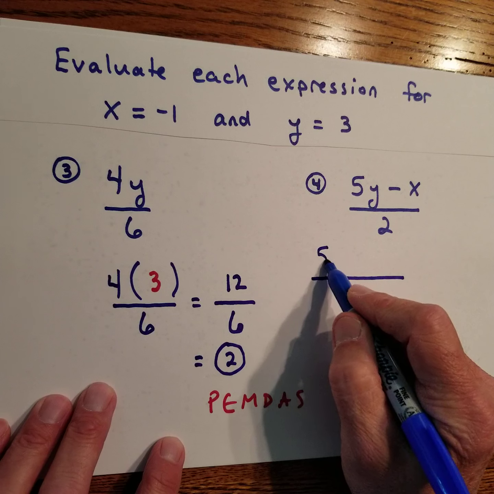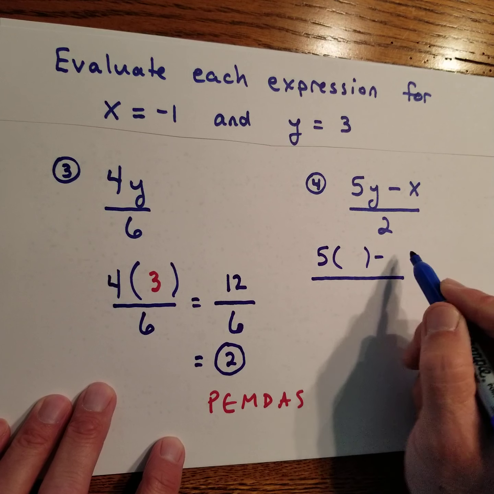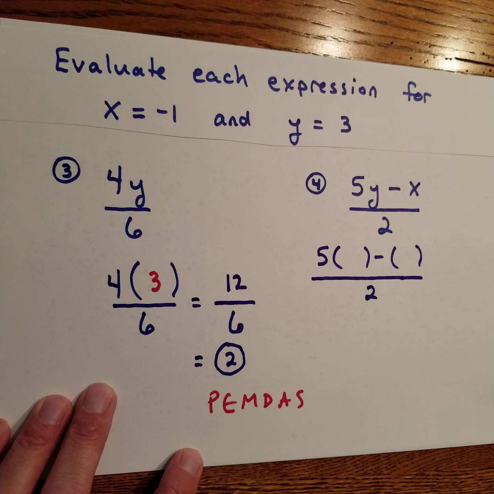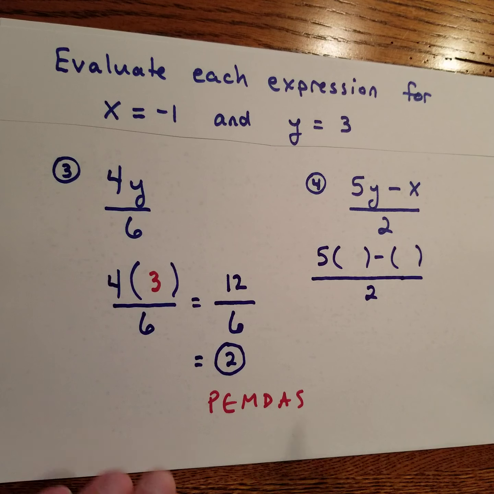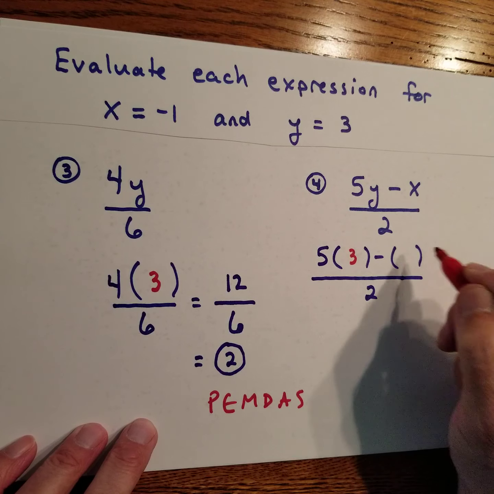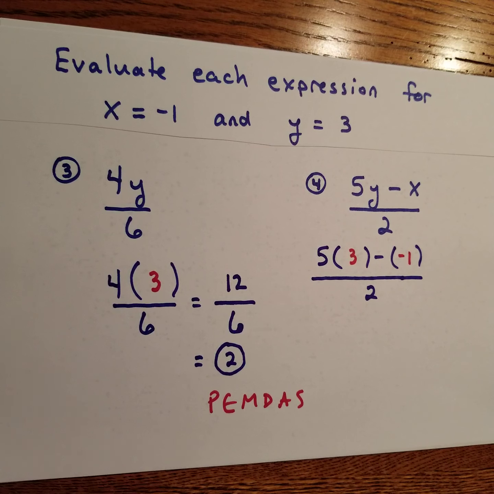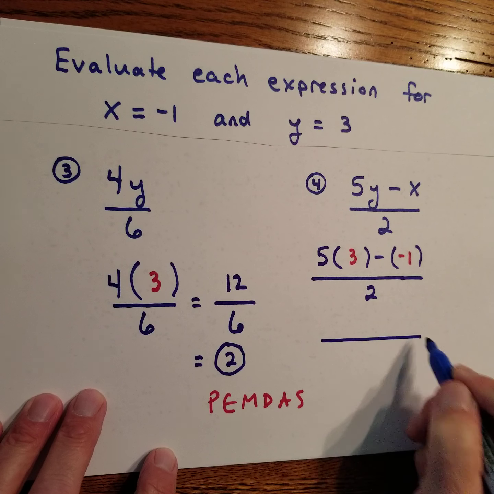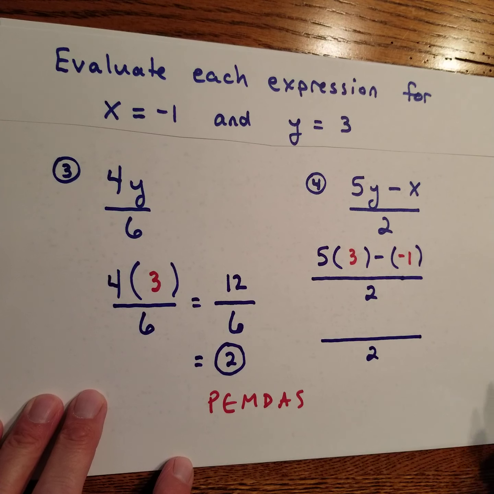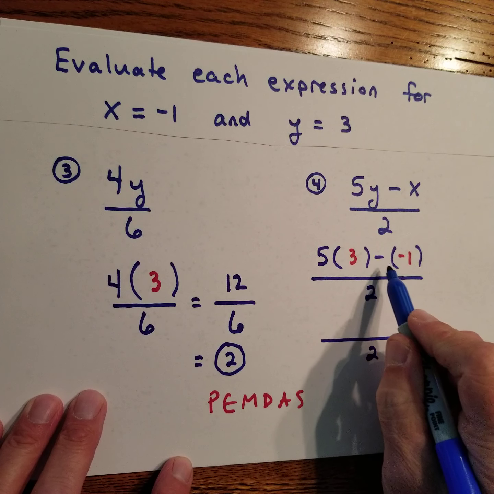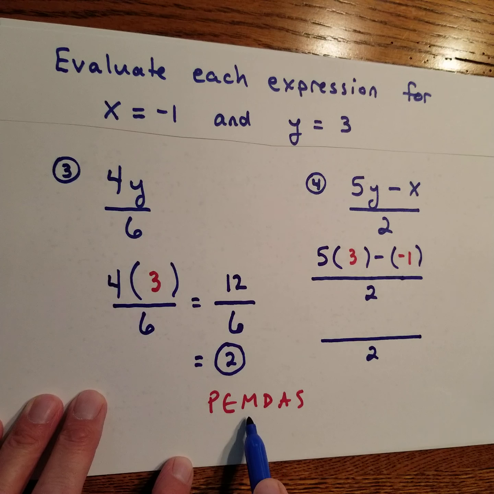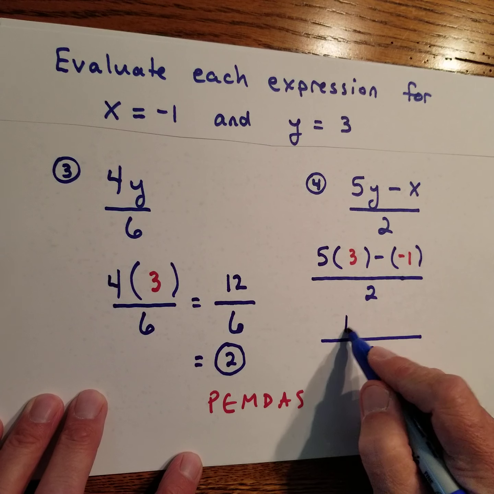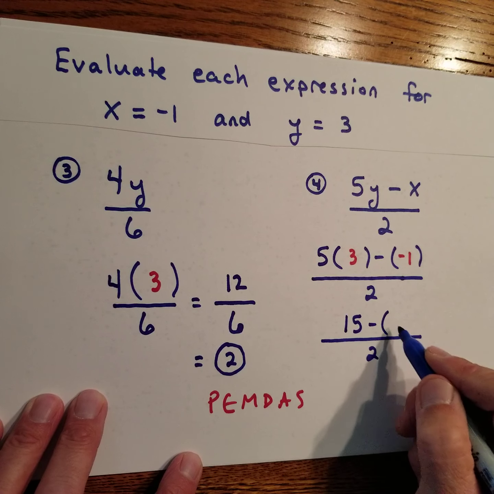In the top group, we have 5y minus x, and a 2 in the bottom. Let's plug in for y. Let's plug in for x. Not much to do in the bottom. In the top, I have multiplication and subtraction. I know multiplication happens before subtraction. So it's 5 times 3 is 15. Copy the rest.